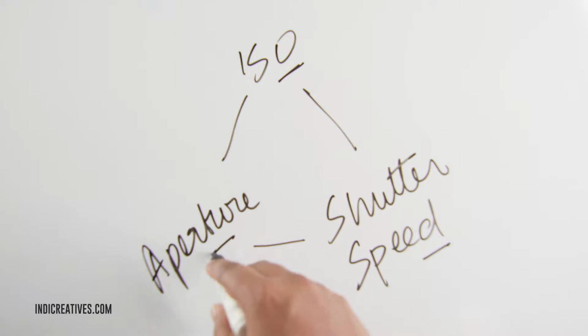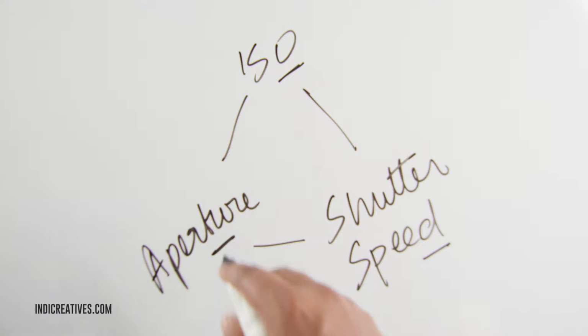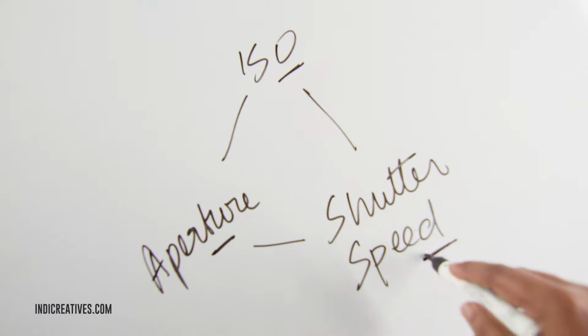So here you can see the diagram of how ISO, aperture and shutter speed are correlated to each other. We are going to use this diagram to get the perfectly exposed photo and video. So here we have all the variables for aperture, for shutter speed and for ISO. Let's see how we can use the exposure triangle principle to get the perfectly exposed shot. As you can see in the exposure triangle, there are two physical factors and one digital factor.